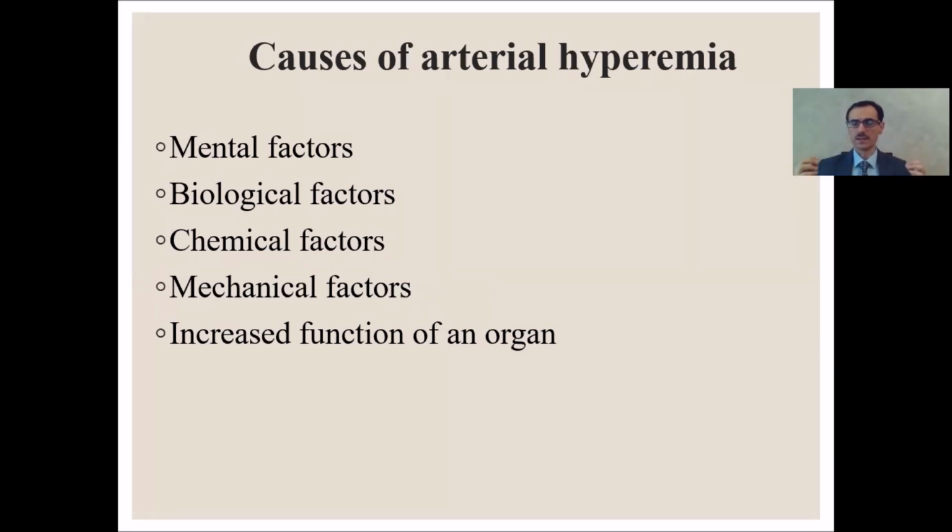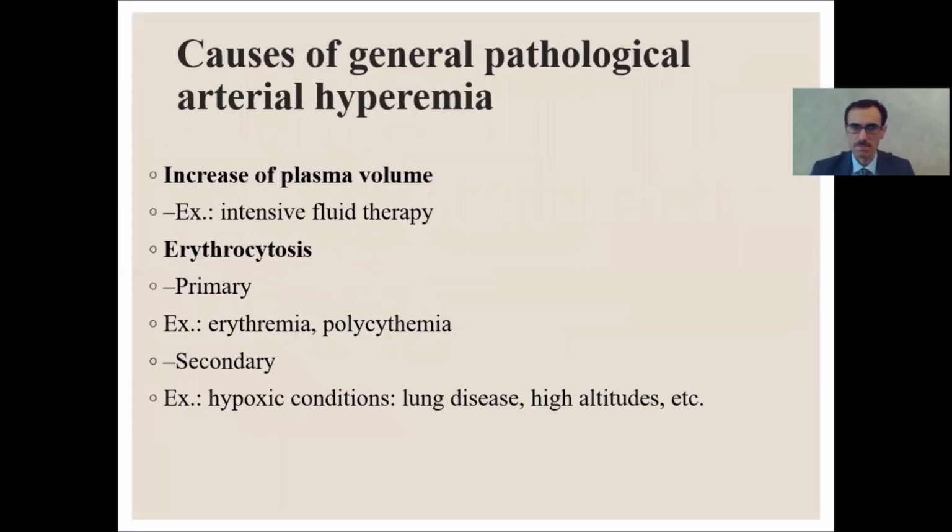Etiology of arterial hyperemia. First, mental factors, biological factors, chemical and mechanical factors, and increased function of the organ. The causes of general pathological arterial hyperemia are an increase of plasma volume and erythrocytosis, an increased number of erythrocytes, which can be primary and secondary.